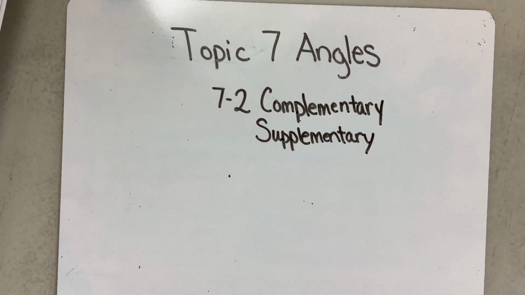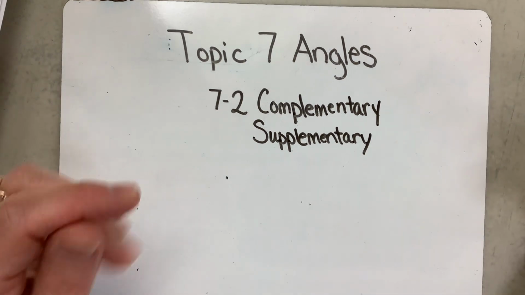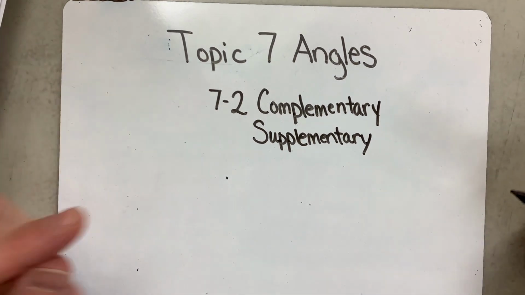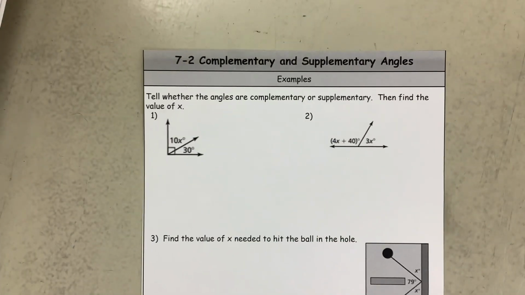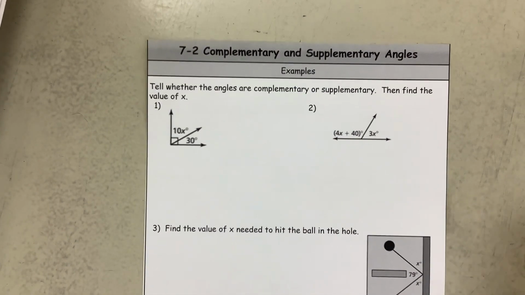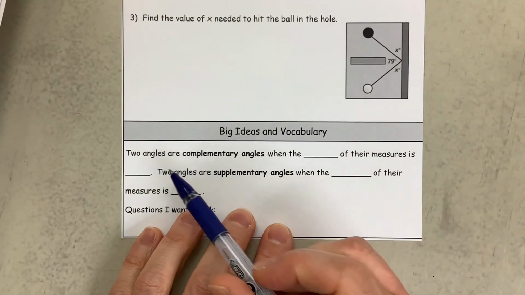All right, section 7-2, we're going to discuss something called complementary and supplementary angles. I am going to be using these notes. Again, you can write them on there, or if you don't have those, just put them in your notebooks. We're going to start down here again.